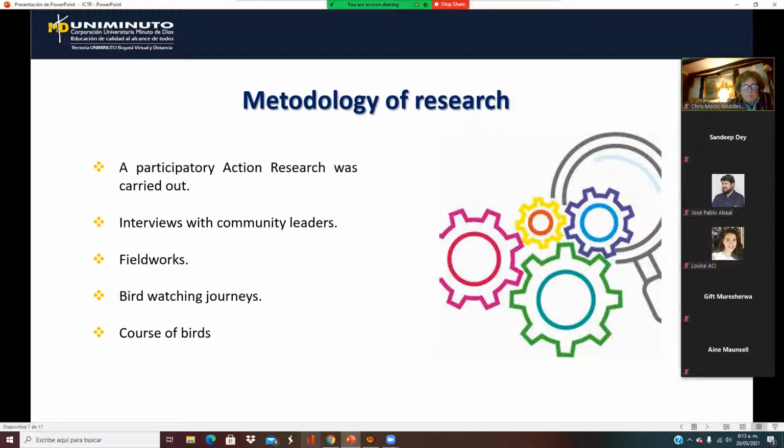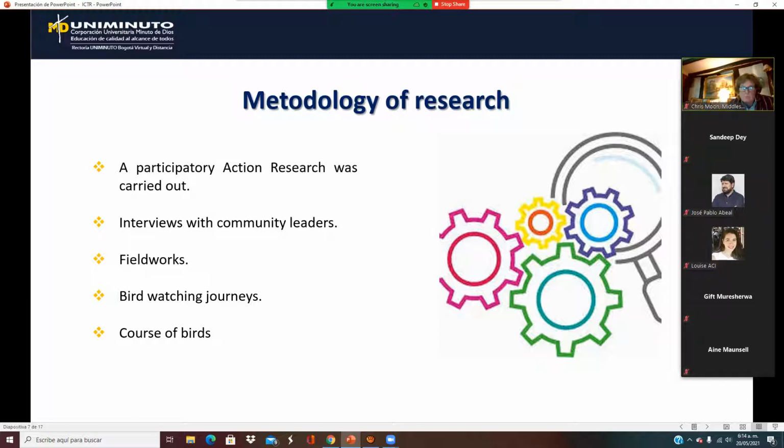The methodology of this research: we did participatory action research, and we did some interviews, and we shared with the community. We made fireworks. We made bird watching journeys. It consists of a bird watching list: the birds that you are watching, you list them, and then you take the list and submit it on a platform called eBird. That is a platform for bird watchers, and it permits monitoring and seeing the bird species in the territory. And lastly, we made a course on birds for the community.